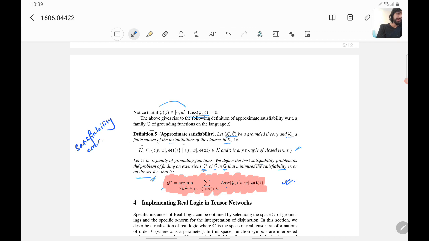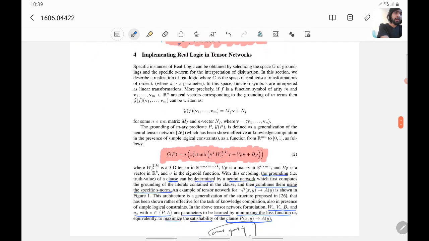Given K0 and given the loss, it is like, for a clause k which belongs to K0, one particular instantiation, summing over all the instantiations. So we are calculating the loss and summing over all the instantiations, and we are trying to get a G star, G cap, which is a subset of G and belongs to the grounding. That's what it's trying to minimize: the satisfiability error.